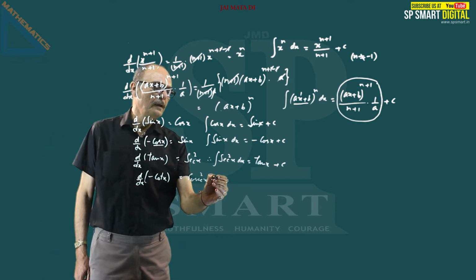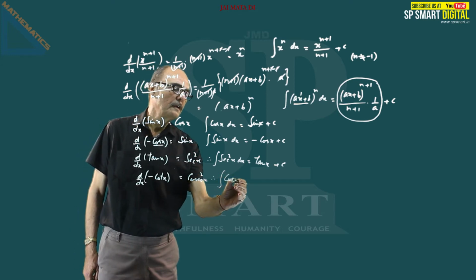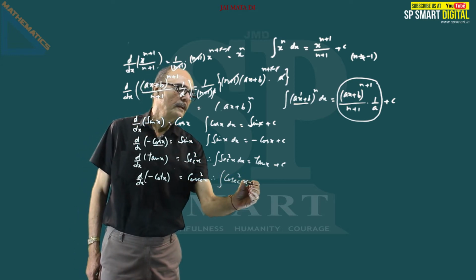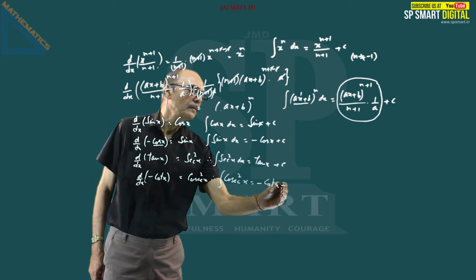Therefore, integral of cosec square x is minus cot of x plus constant c.